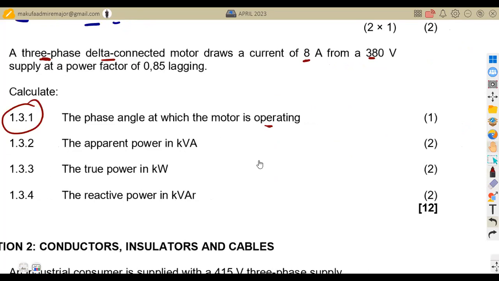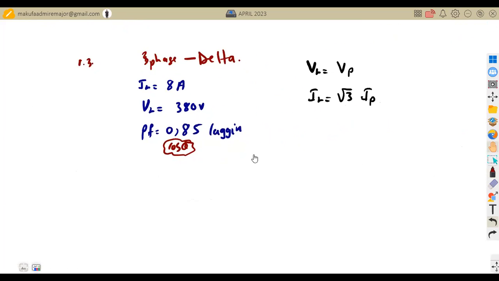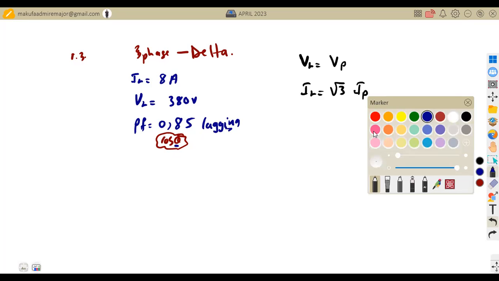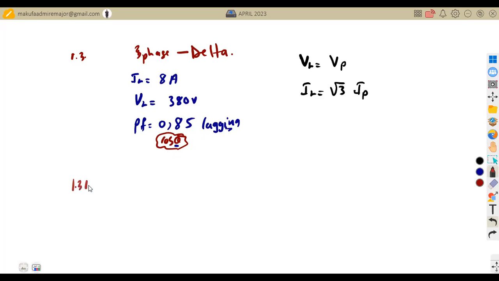So the first angle is taken from where? Already we are given that it has a power factor of 0.85 lagging. From the power factor we can find the angle, because we said the power factor represents the cosine of theta. So the cosine of theta is equal to 0.85.